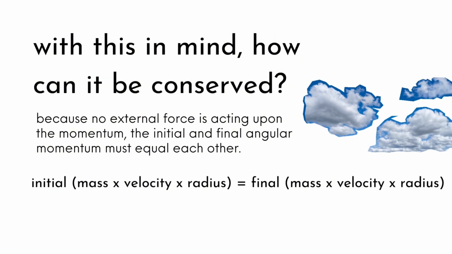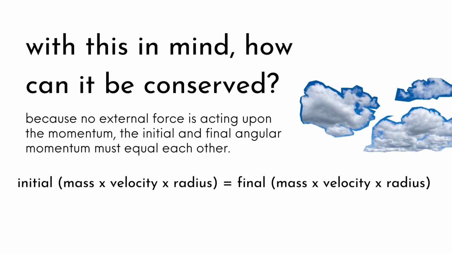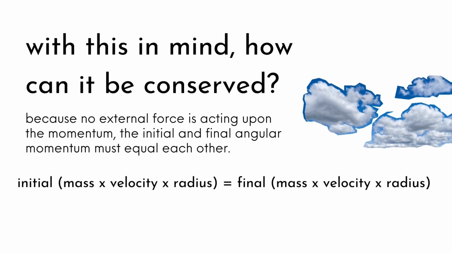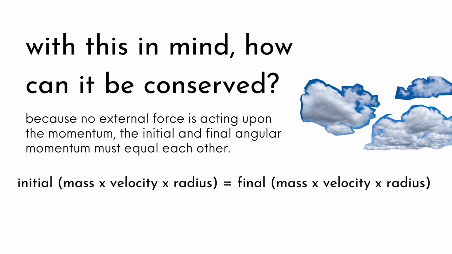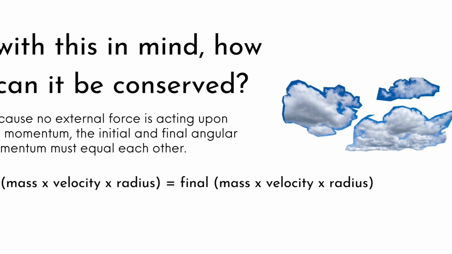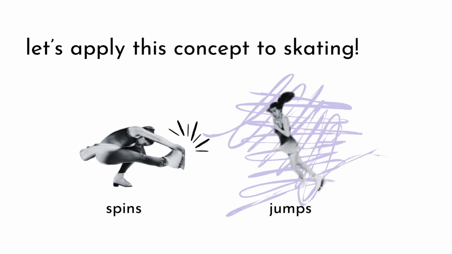With this in mind, how can it be conserved? Because no external force is going to be acting upon this momentum, the initial and final angular momentum will equal each other. So your initial mass, velocity, and radius will be equivalent to your final mass, velocity, and radius. Like I said, these are super similar concepts, lean on each other pretty heavily. And then we're going to apply this concept to skating.